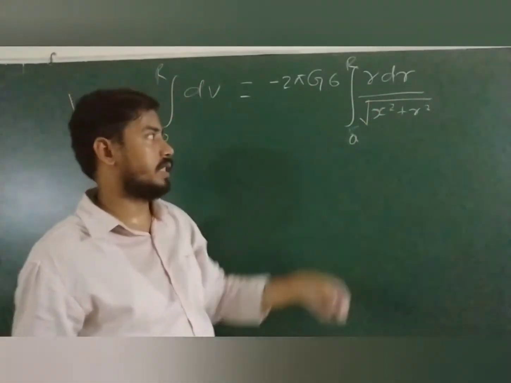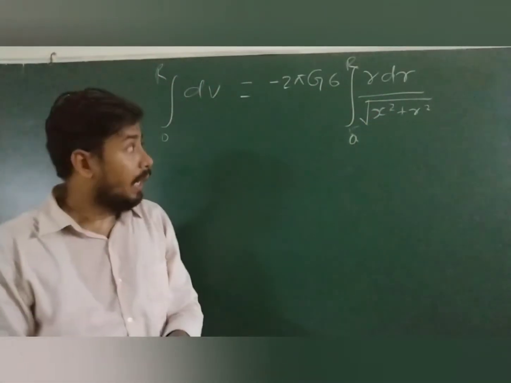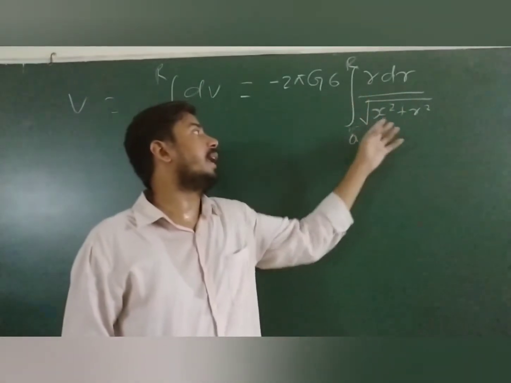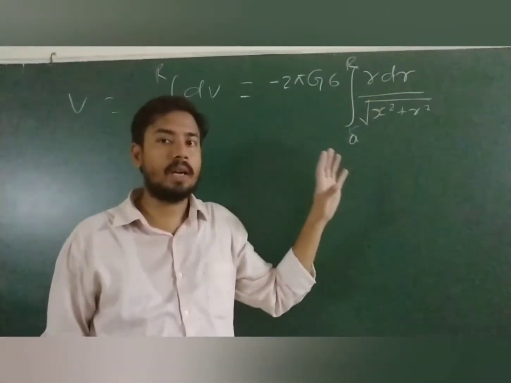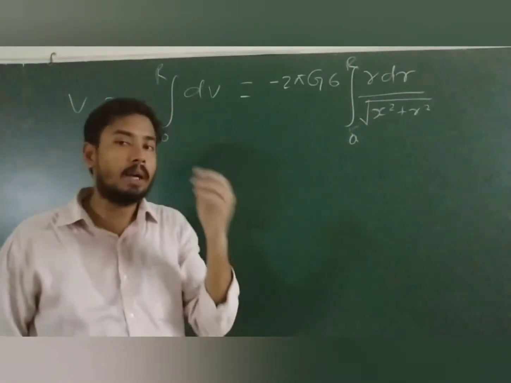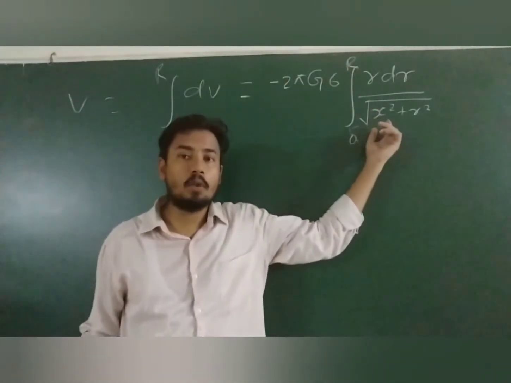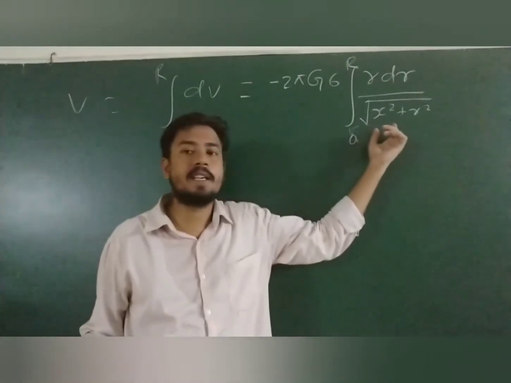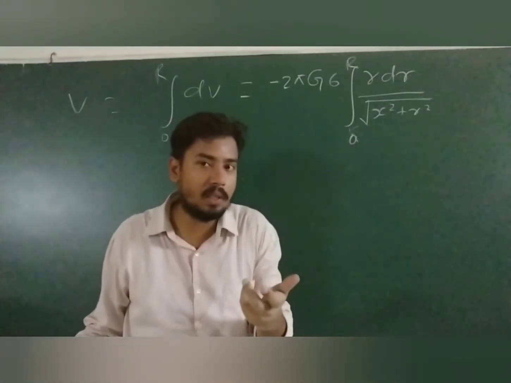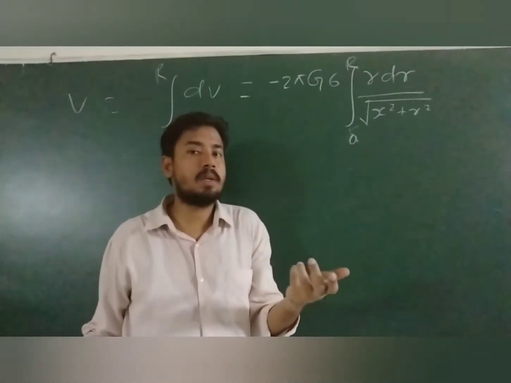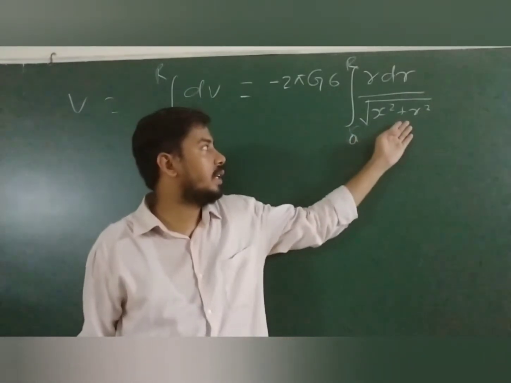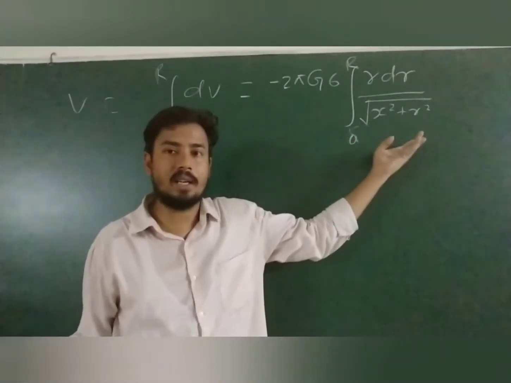All these constants, take outside. Now how can we integrate this one? I have already explained that this is not a normal case, this is an abnormal case. So we can do this integration by the substitution method. There are many substitutions. Either you can put r equal to x tan theta, right?